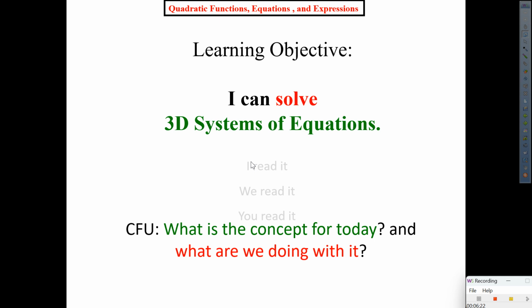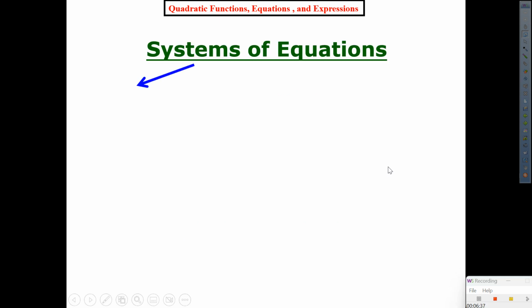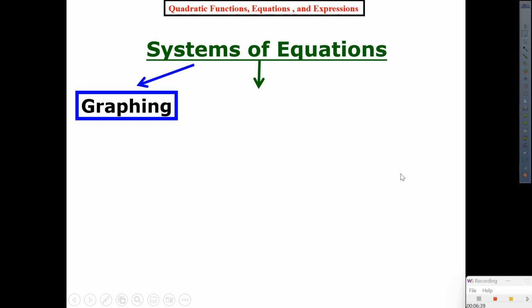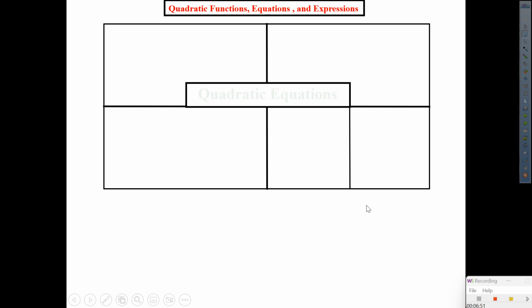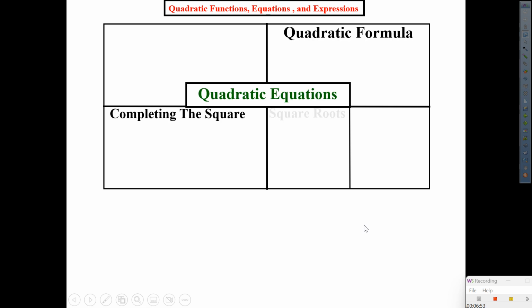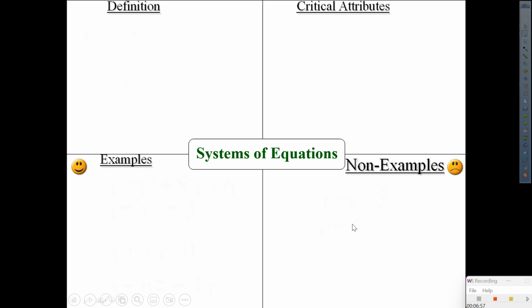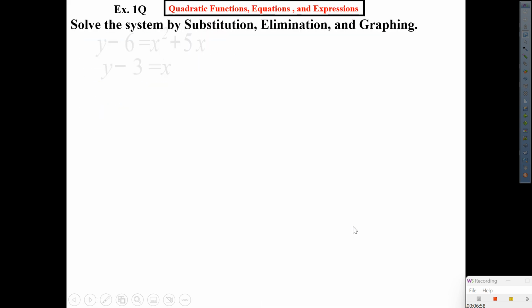Anyways, 3D systems, we know what systems are, so we don't really need our Frayer model. However, what kind of processes have we used for solving systems? We've used graphing, we've used substitution, and last night I gave you practice for elimination. Is that correct? Yes, Mr. Q. Today we're going to continue focusing on substitution and elimination methods. And just in passing, the 5 different ways of solving a quadratic, there it is. We did some work with those kind of systems and so on and so forth.